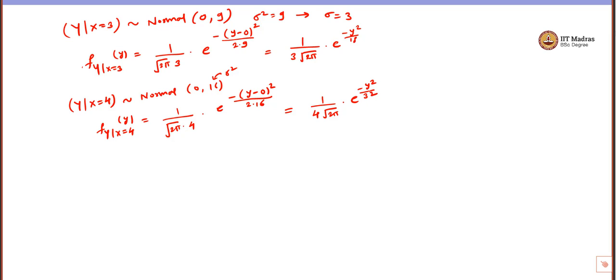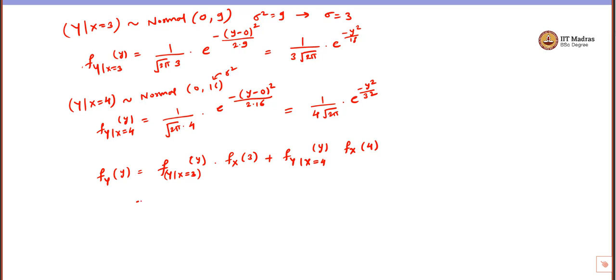To find the distribution of y here, that means we have to find the marginal density of y. So how can we find that? We can find it by using this formula: f of y given x equals 3 of y into the marginal density of x at 3, plus f of y given x equals 4 of y into the marginal density of x at 4.